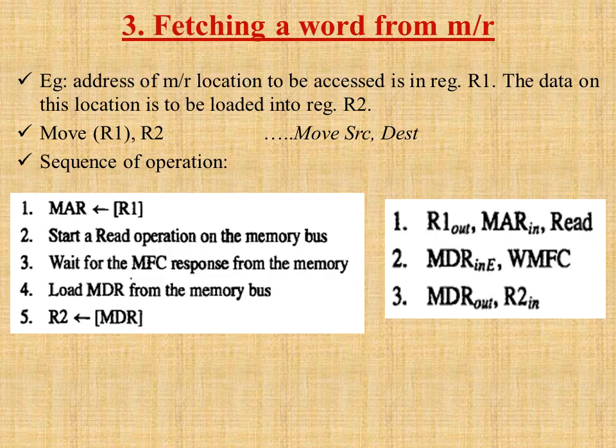What is the second step? Start a read operation on the memory bus. So a read control signal will be generated. This control signal indicates that the operation to be performed is a memory read operation. Third step, wait for the MFC response from the memory.